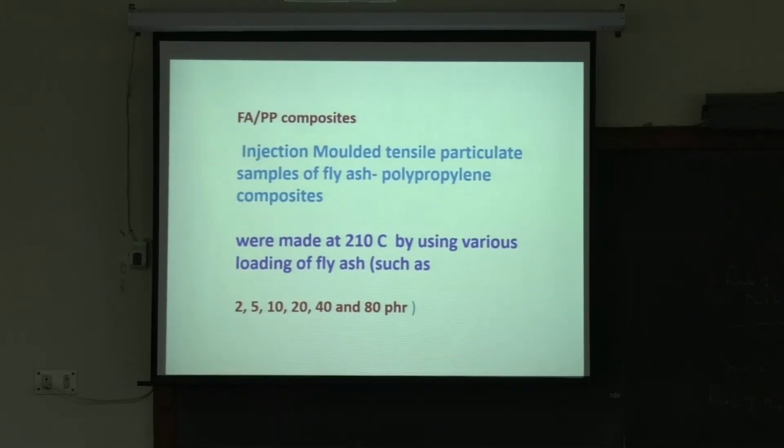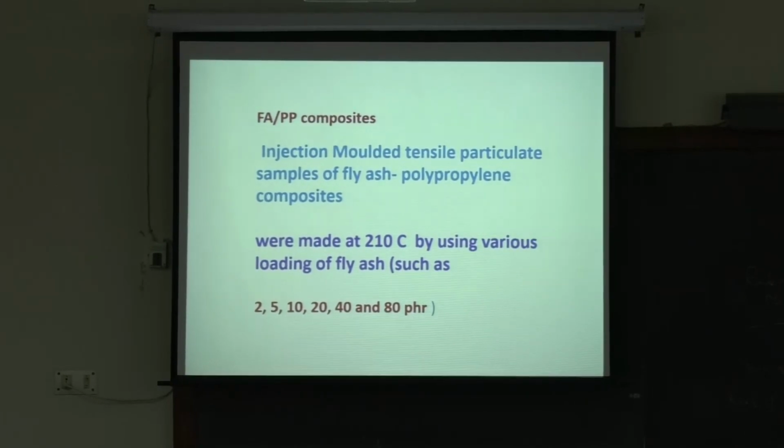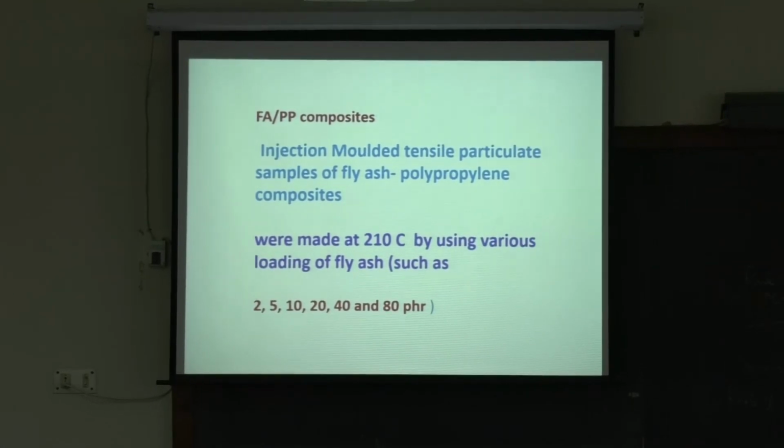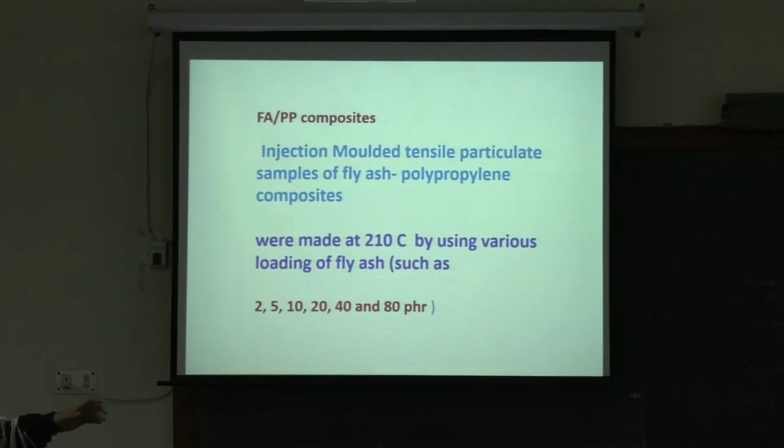Injection molded tensile test particulate samples of fly ash polypropylene composites were made at 210 degrees C. The melting point was about 169, so you have about 40 to 45 degrees higher temperature. Here, some of you had asked what is the maximum fly ash content we can go for. In these experiments, we started as low as 2% and went as high as 80%. PHR means parts per 100 of resin. When you're working with polymers, they don't talk about percentage, they say PHR, parts per 100 of resin. So the weight percent may be different, but this is actually parts per 100 of resin, PHR.